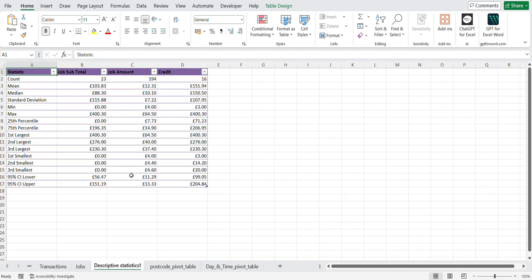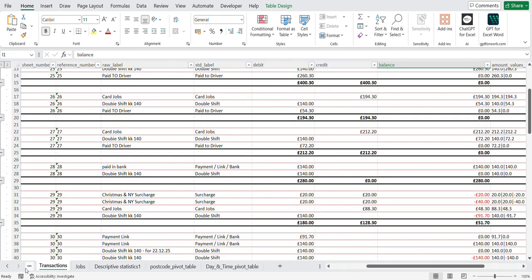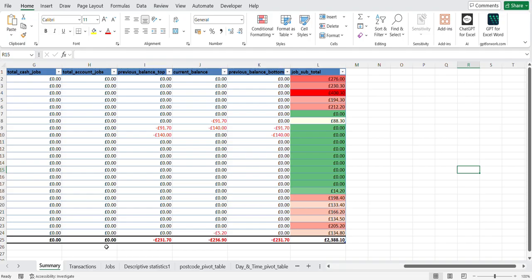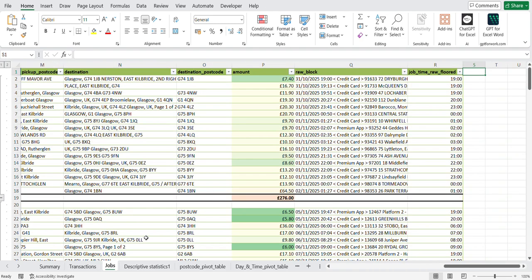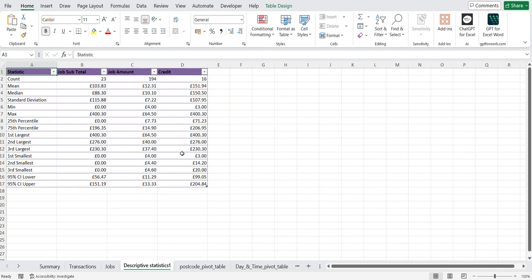But this analysis is mainly just analyzing this credit one and this amount. This is just simple, put in for extra information to look nice. The main ones are job subtotal, that's my weekly earnings. This is per fare, right? So it's 23 sheets. Job amounts analyzed 194, right?